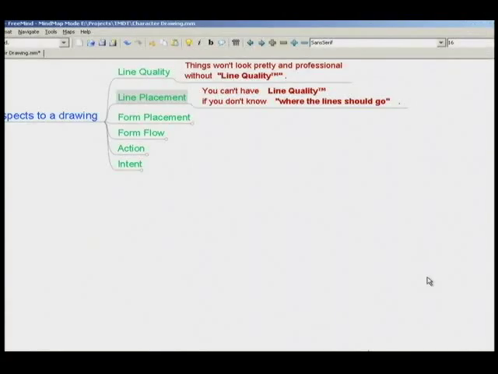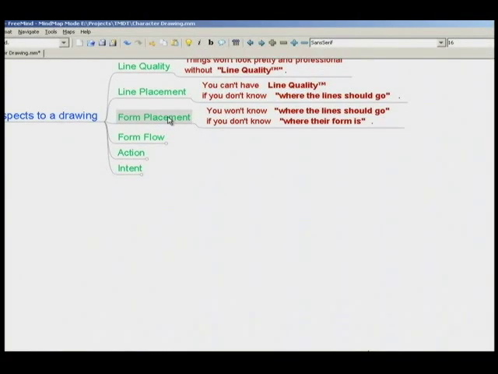But that begs the question, where do we place a line? Well, we don't know where the lines should go if we don't know where their forms are. By this I mean that lines are used to describe forms. The forms of my hand, if we know where my hand is sitting in space, we know where these forms are, then we'll have an idea of how that affects the lines.